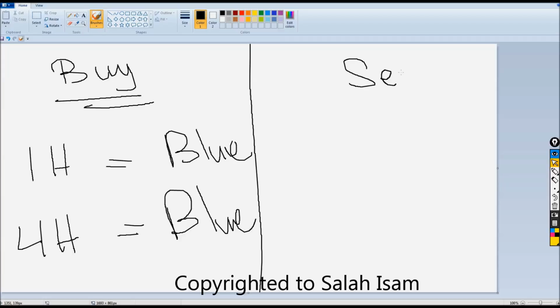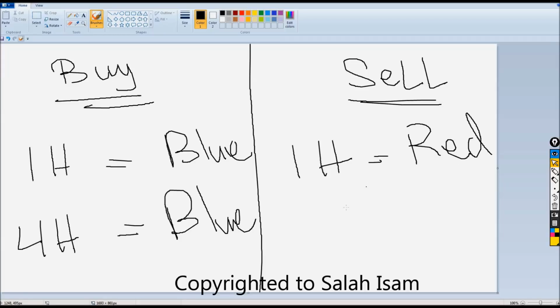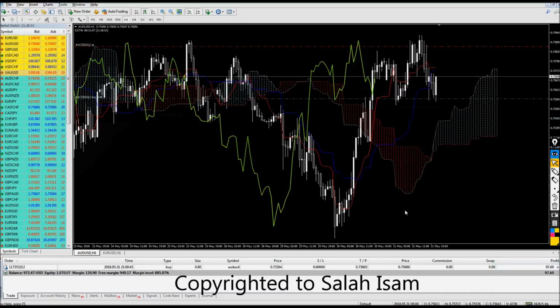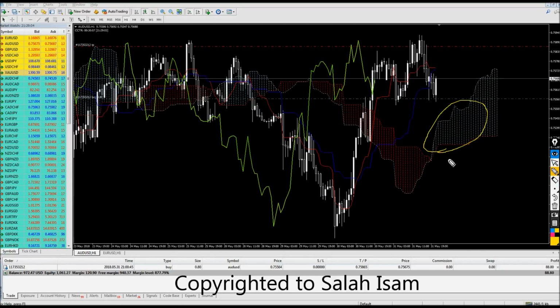And of course, vice versa for the sell. On the 1-hour chart, you need to make sure that you are on a red cloud, and also check the 4-hour chart, make sure you are on a red cloud. Don't enter if you are not having the same. For example, if I didn't see a blue cloud here, I will not enter. I will simply avoid it.